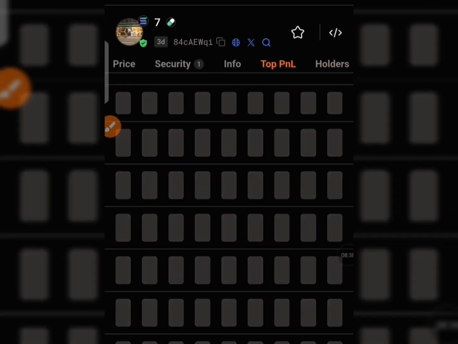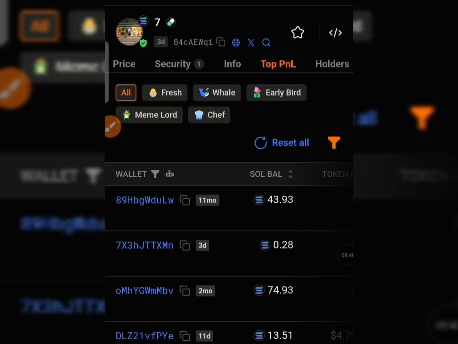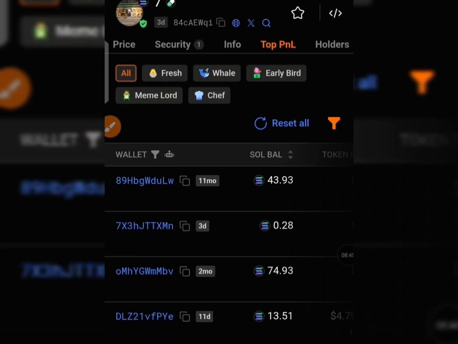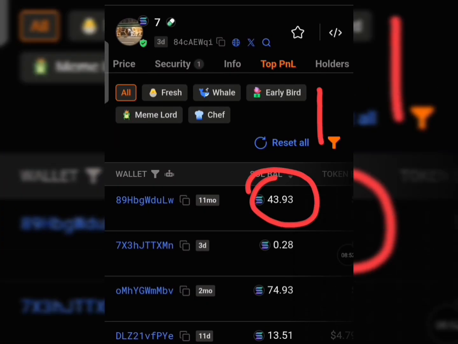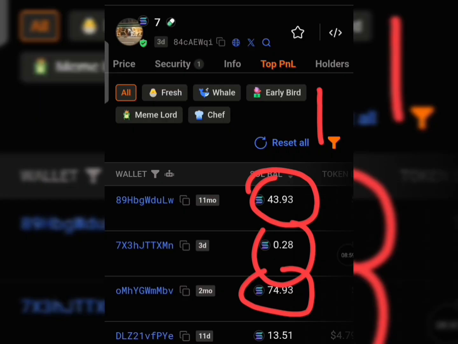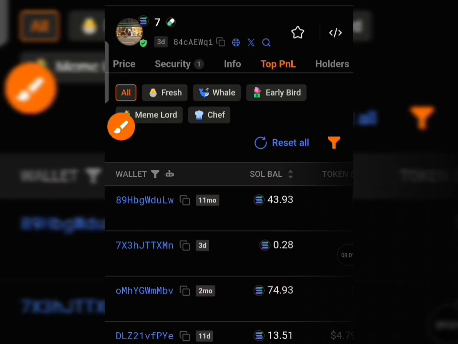This top PNL is also very important. It's going to tell you if this coin is being manipulated by bundlers. If this coin is being manipulated by bundlers, all these Solana balances here are going to be the same. It might be 0.1, 0.1, 0.1, 0.1, 0.1. But right now you can see that these Solana balances here are not the same.